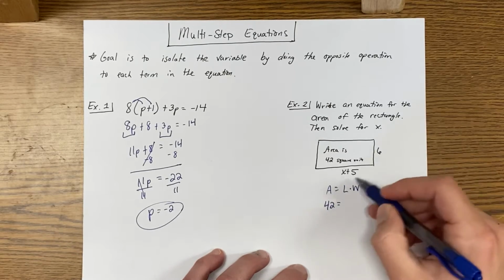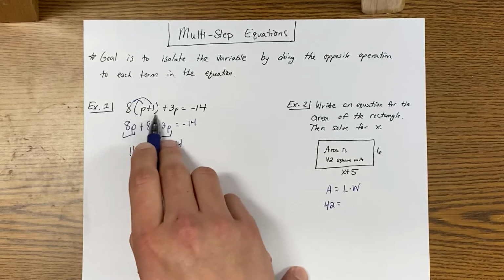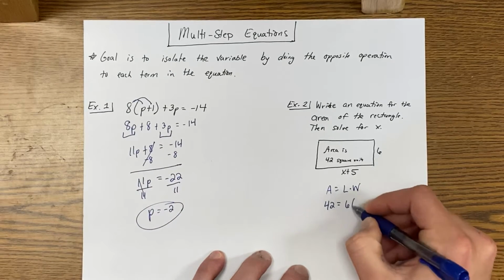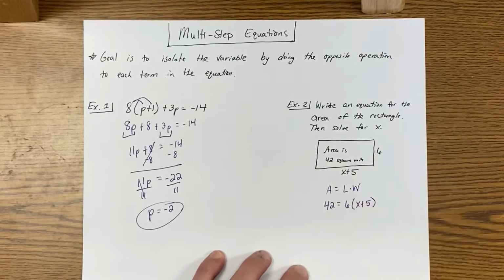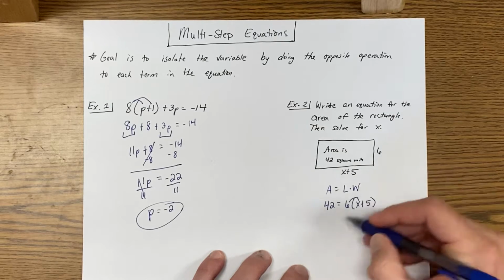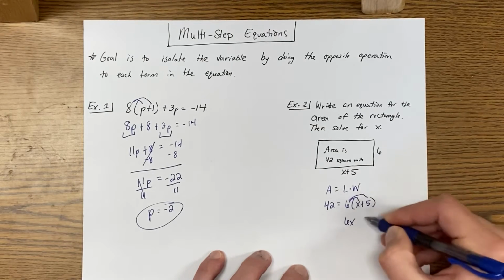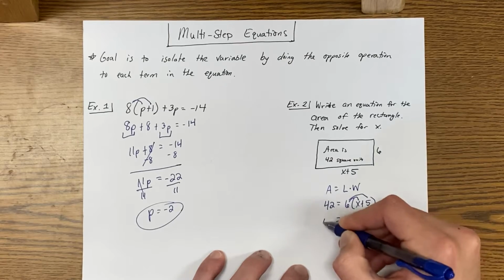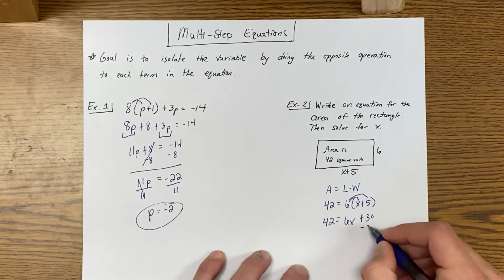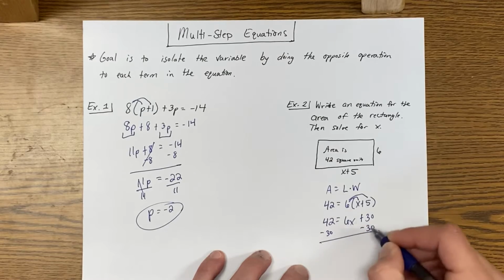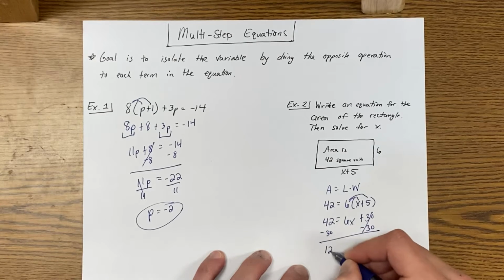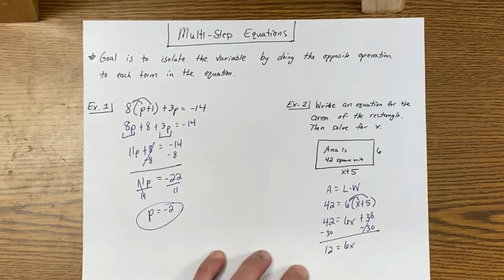So since this is an expression, I want to write it like how this is written. So I could say 6 times the quantity x plus 5. Now I solve that. 6 times x gives me 6x. 6 times 5 gives me 30. And that's still equal to 42. Subtract 30 from both sides. Those cancel. 42 minus 30 is 12, equals 6x. I'm trying to get x by itself, so I divide both sides by 6. And 12 divided by 6 is 2. So I'd say x equals 2.